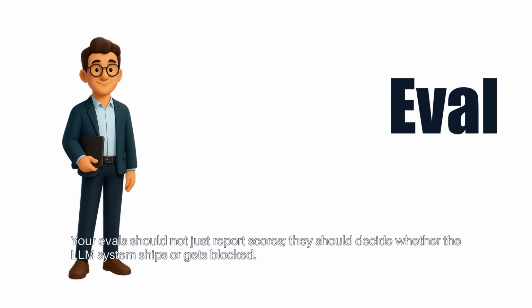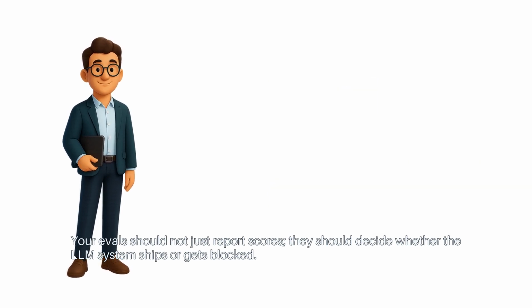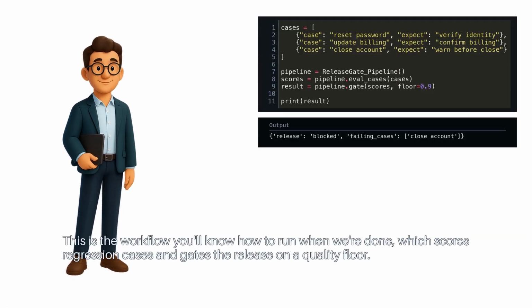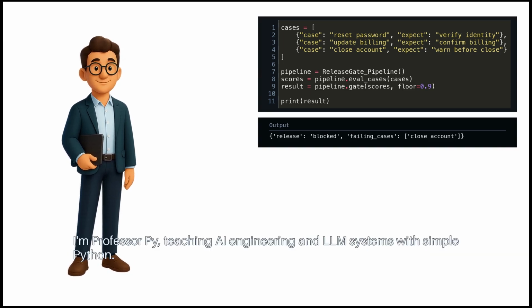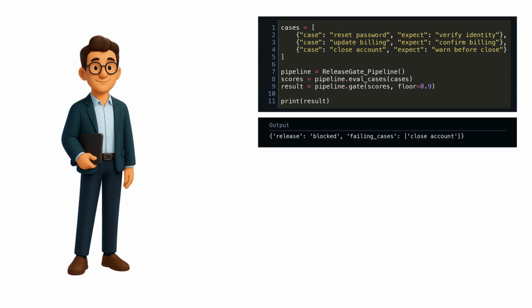Your evals should not just report scores. They should decide whether the LLM system ships or gets blocked. This is the workflow you'll know how to run when we're done, which scores regression cases and gates the release on a quality floor. I'm Professor Pi, teaching AI engineering and LLM systems with simple Python.